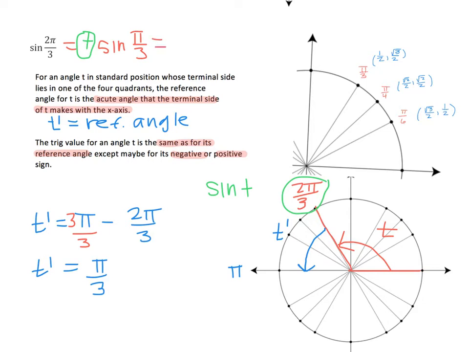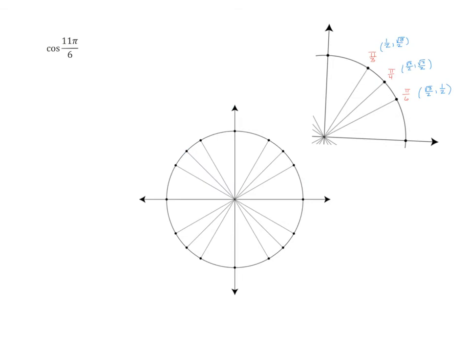So I have here the first quadrant for all of our special angles, because our reference angles are all going to be acute angles. It's going to be one of these special angles. So I go to pi over 3. Sine is going to be the y value, so we get square root 3 over 2.